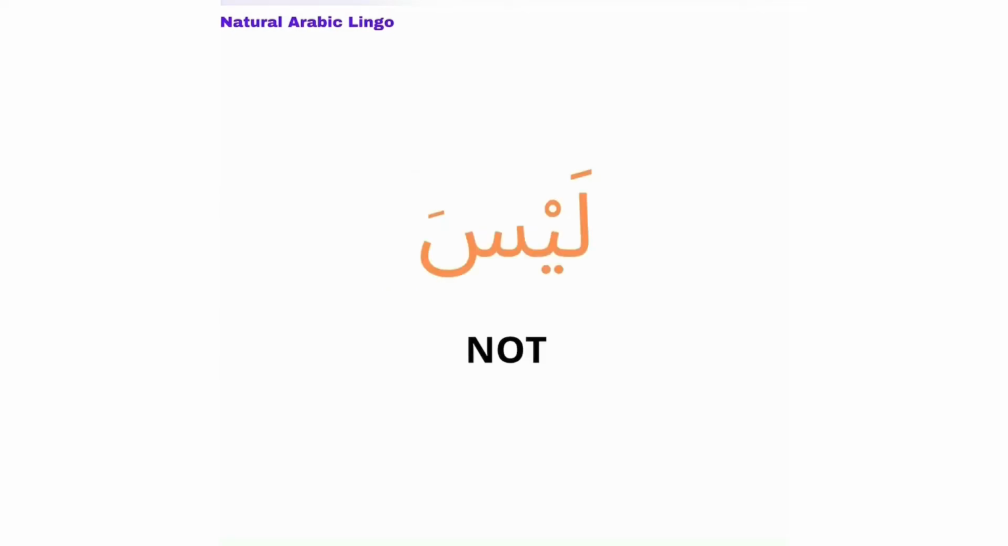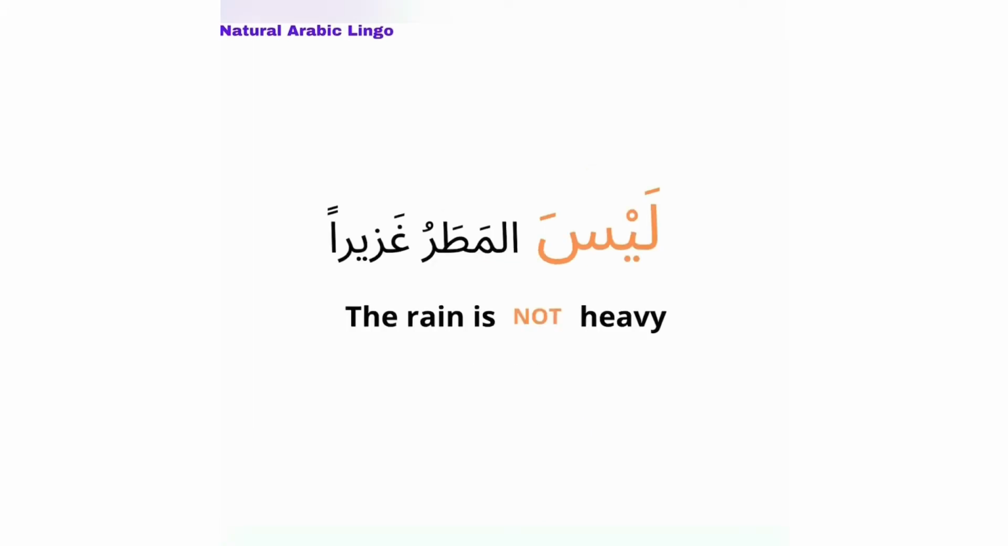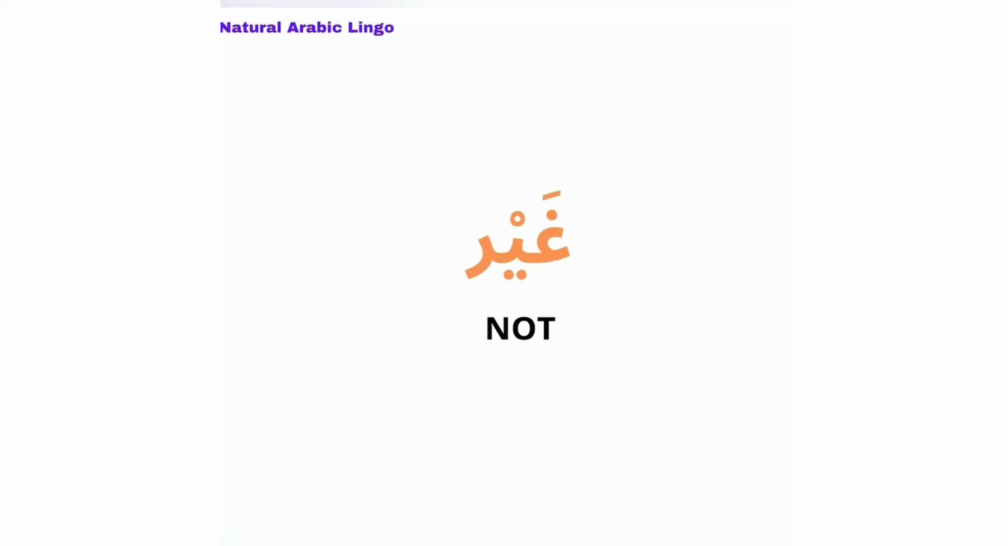The second tool is ليس. ليس means not. It comes before nouns only. It doesn't come before verbs. Let's take example. ليس المطر غزيرا. المطر is a noun.